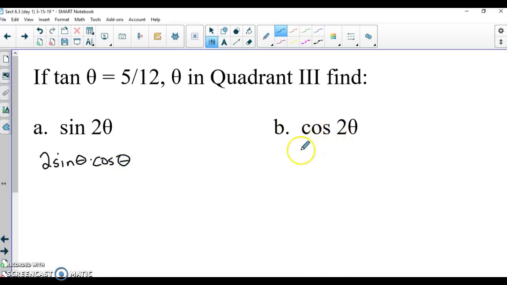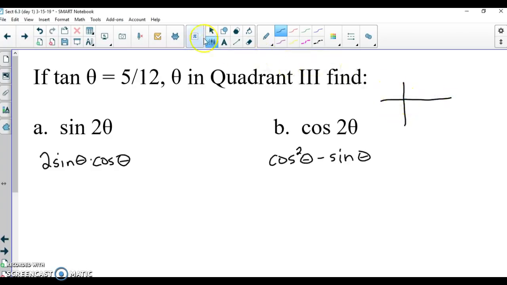And you got 3 choices for the cosine of 2 theta. It doesn't matter which one you use. I'm just going to use the first one, which is cosine squared minus sine squared. Well, we know the tangent of theta. In order to do either of these, we need to know the cosine and sine. So we have to create a right triangle.